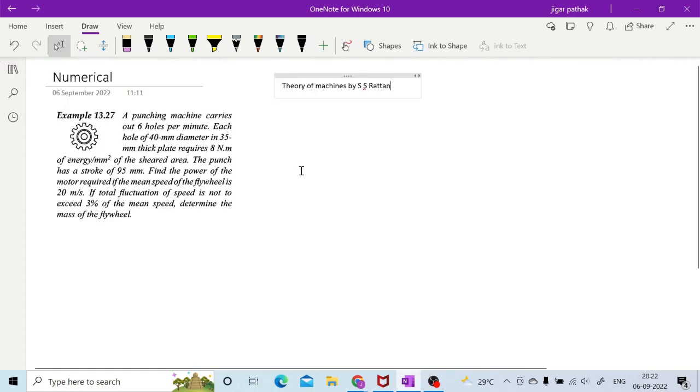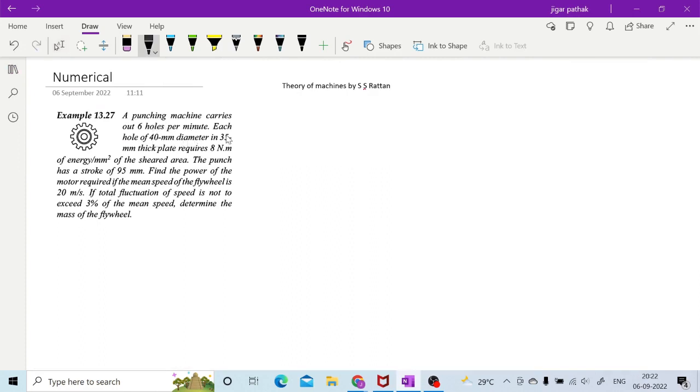Okay sir. Okay, next is punching press. A punching machine carries out 6 holes per minute. Each hole of 40 mm diameter and 35 mm thickness requires 8 Newton meter of energy per mm square of the sheared area. Now the punch has a stroke of 95 mm. Find the power of the motor required if the mean speed of the flywheel is 20 meter per second. If total fluctuation of speed is not to exceed 3% of the mean speed, determine the mass of the flywheel.